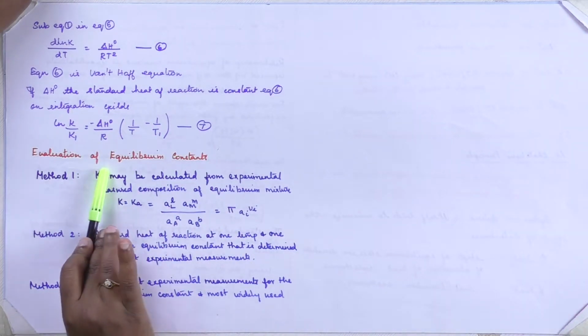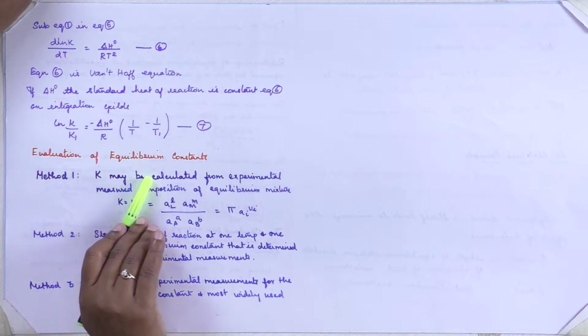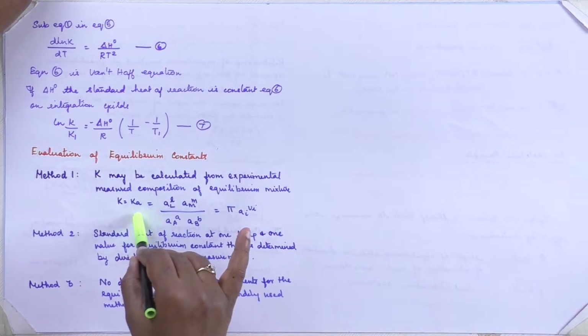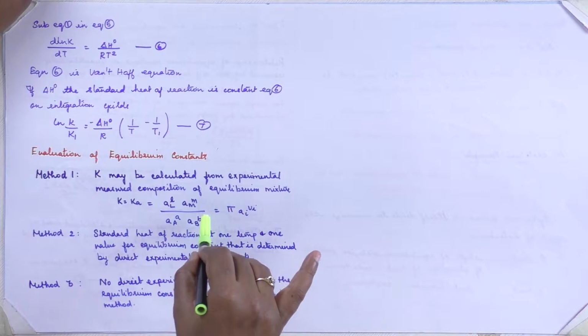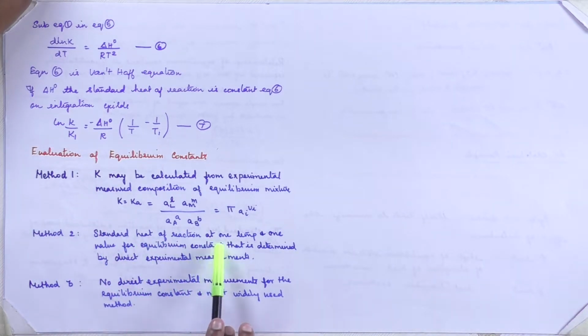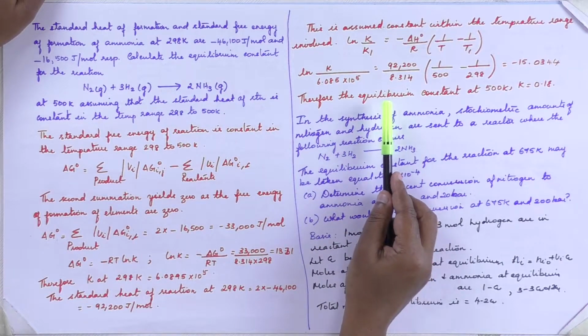The next topic is about how to evaluate the equilibrium constants. There are three methods to evaluate the equilibrium constant. The first method is that it can be calculated from the experimentally measured composition of the equilibrium mixture, and the equation is given by K is equal to Ka, which is equal to a_L to the power l, a_M to the power m, divided by a_A to the power a, a_B to the power b, which is equal to pi of ai to the power vi. The second method uses the standard heat of reaction at one temperature and one value for the equilibrium constant, which is determined by direct experimental measurements. The third one is when there are no direct experimental measurements for the equilibrium constant, and this is the most commonly used method. Now we will see some problems based on chemical reaction equilibrium.